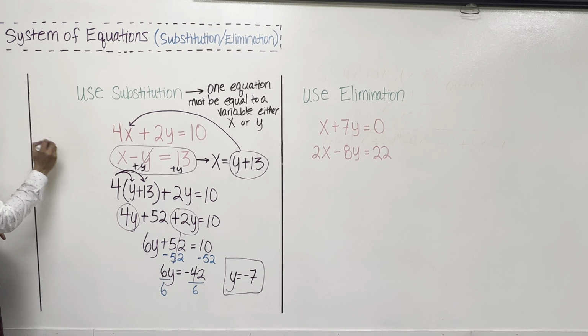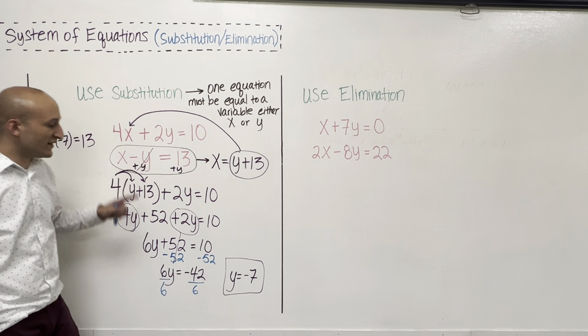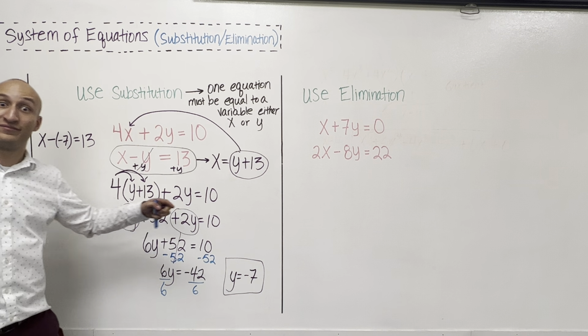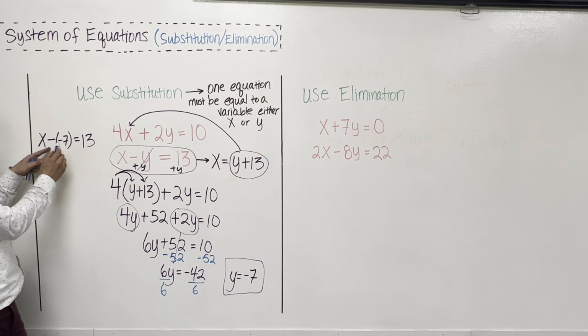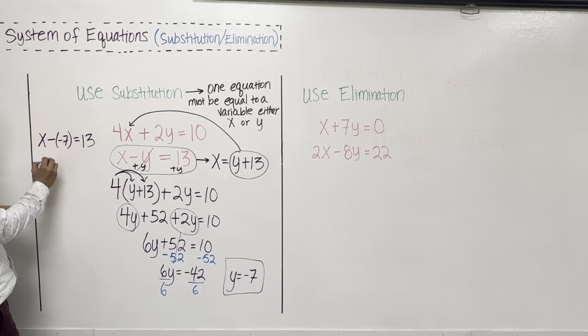And then it's equal to 13. Notice, just because this is negative doesn't mean that you don't have to include that negative. Nope, that negative's still there. So negative with negative would be positive.